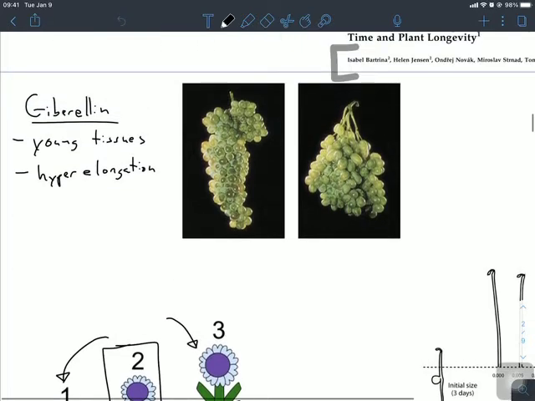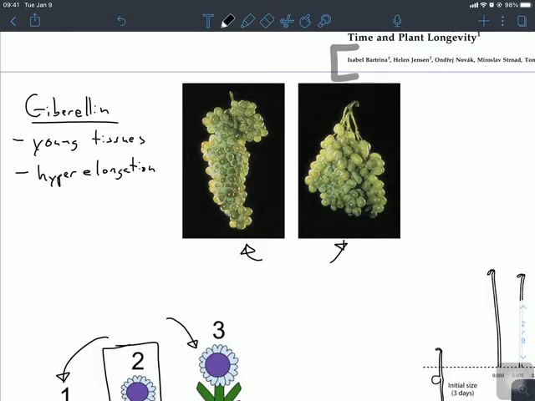So if gibberellins are responsible for hyperelongation in stems, you might also ask, what the heck is up with these grapes? These are Thompson seedless grapes, so the white grapes that you might buy at your grocery store. And you can see that the cluster on the left has smaller grapes that are more bunched up, overall producing less weight, whereas the cluster on the right has much larger grapes.